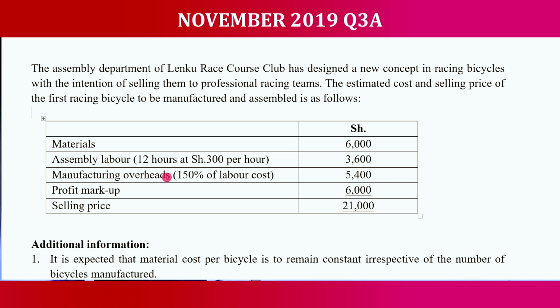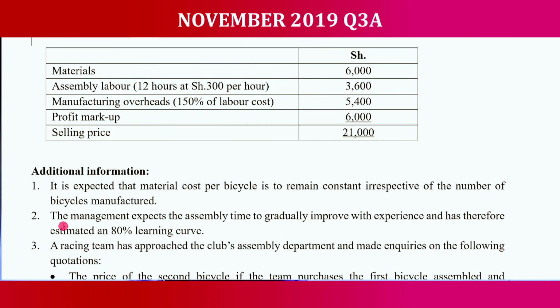Manufacturing overheads are 150% of labor cost. Profit markup is 6,000 with the selling price of 21,000. It is expected that the material cost per bicycle is to remain constant irrespective of the number of bicycles manufactured. The management expects the assembly time to gradually improve with experience and has therefore estimated an 80% learning curve.